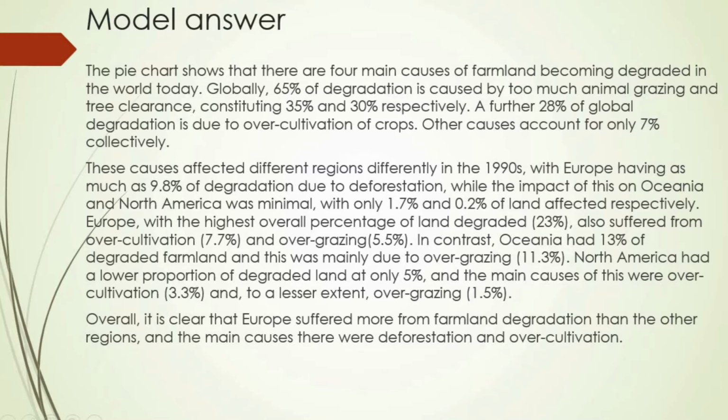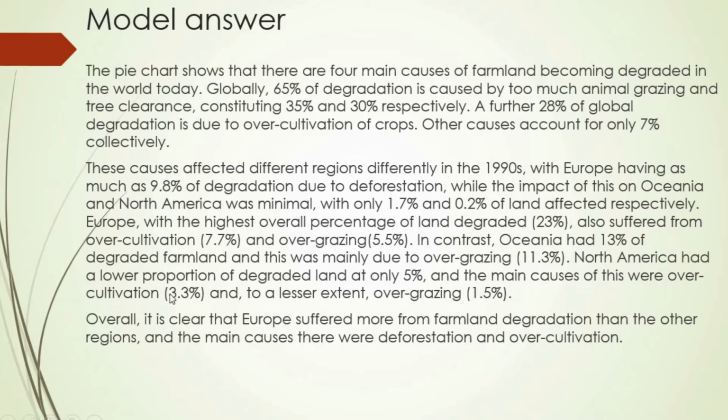Now, I mentioned Europe was affected the most by land degradation in the first place. Over here that same thing has been mentioned. Europe, with the highest overall percentage of land degraded, also suffered from overcultivation and overgrazing. See, the same thing. In contrast, Oceania had 13% of degraded farmland, and this was mainly due to overgrazing.